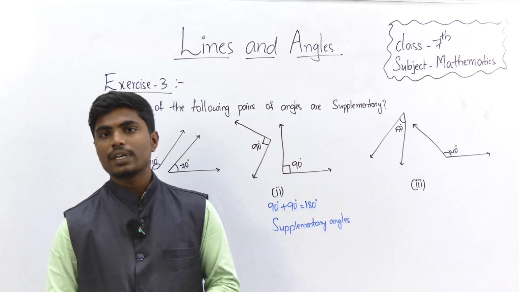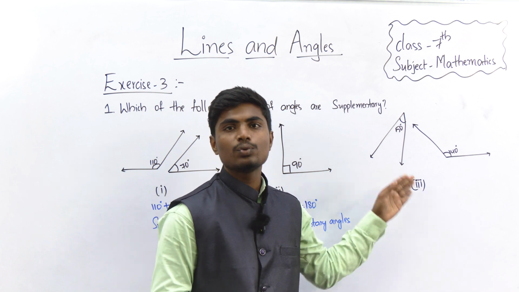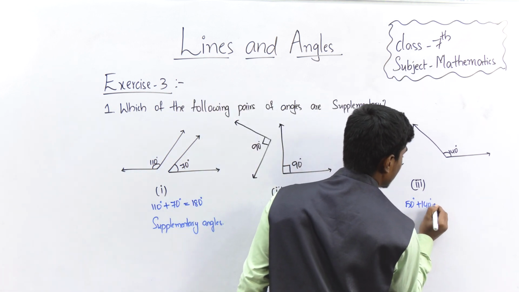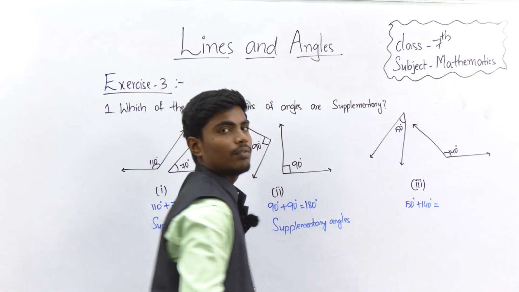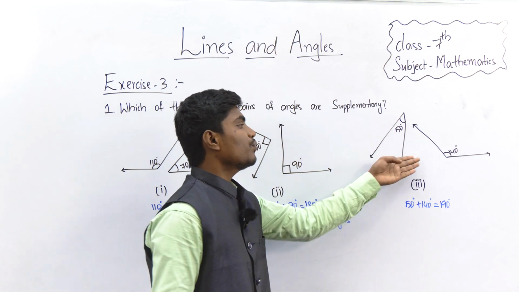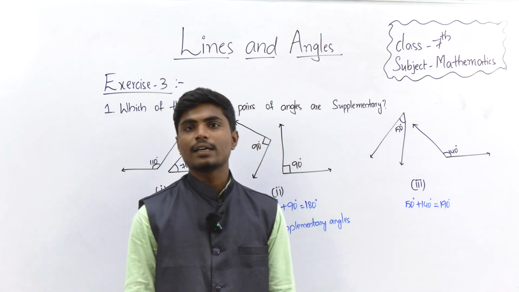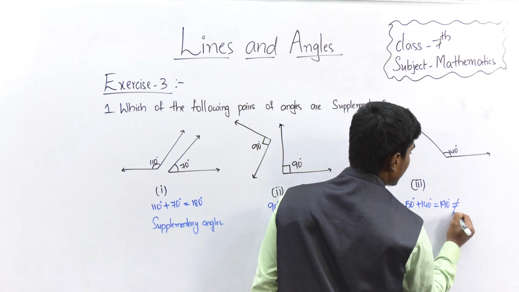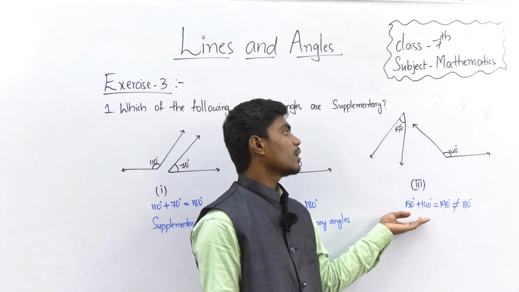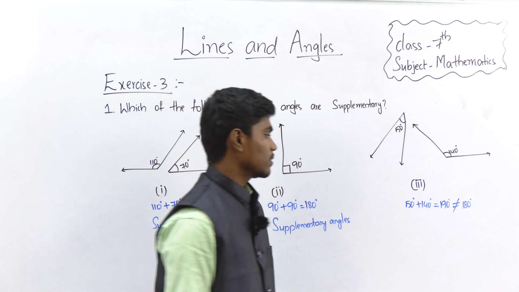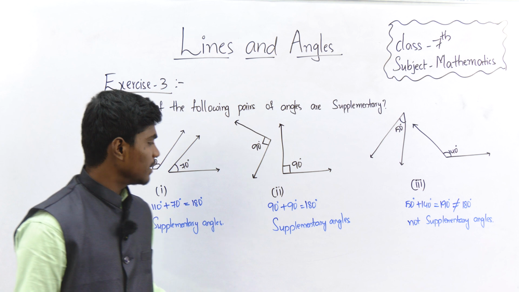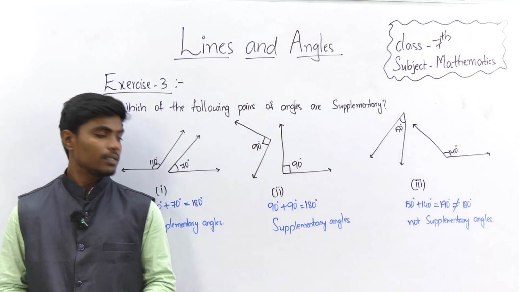Here 50 degrees and 140 degrees. Let's add these two angles. 50 plus 140 is equal to 190. Here the sum of the two angles is 190 degrees, which is not equal to 180 degrees. So these are not supplementary angles. Okay, this is the solution for the first problem.